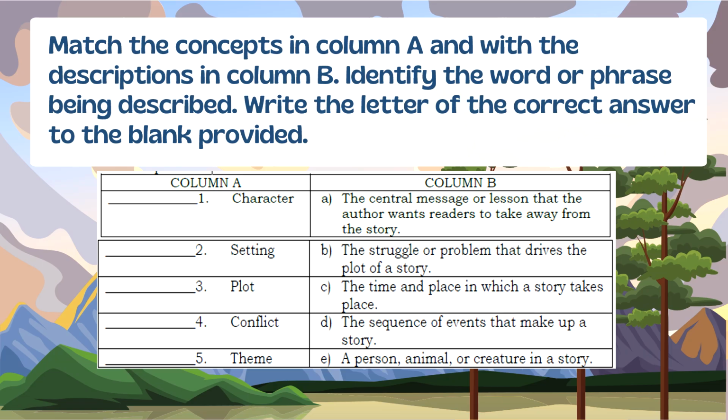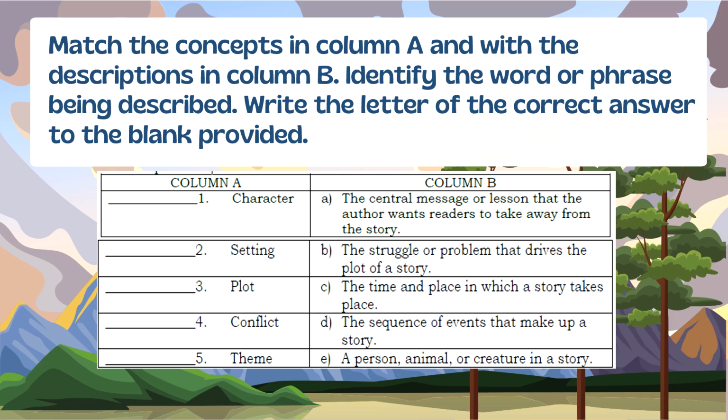Okay, let's try if you remember or how much you know about this. Match the concepts in column A. These are the words. The concepts in column A are the parts or the elements of a story. And identify the word and read the descriptions in column B. Column B, these are the descriptions or definitions of these elements. Identify the word or phrase being described. Write the letter of the correct answer to the blank provided.